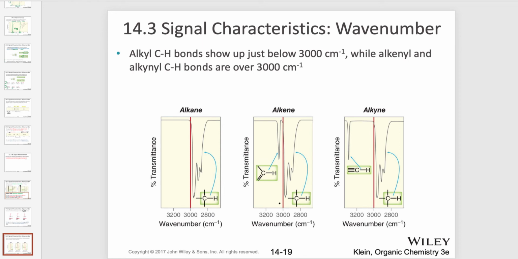If it is slightly above, around 3050 to maybe 3100, we now have to have at least one double bond. That's where that carbon-hydrogen bond is going to show up, and this has to be a bond to another carbon. And if we go even further, this is the strongest bond. Now we're actually past 3200.